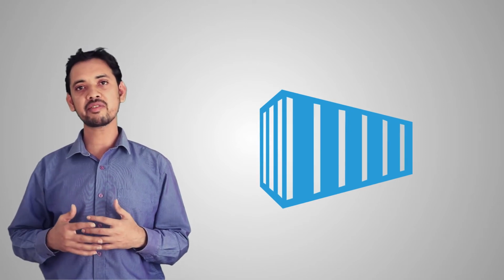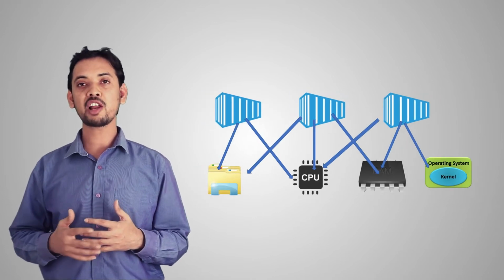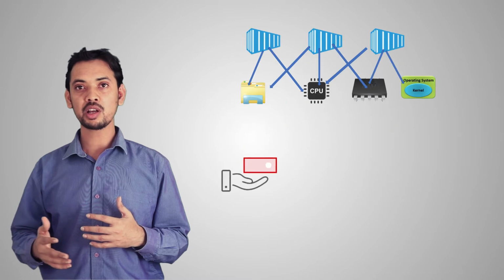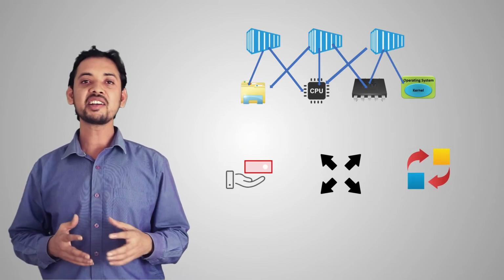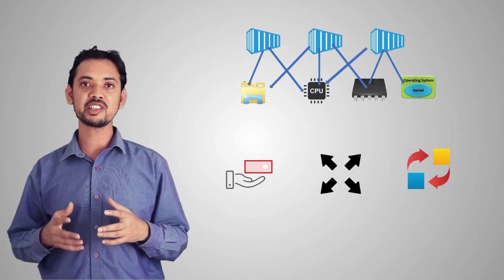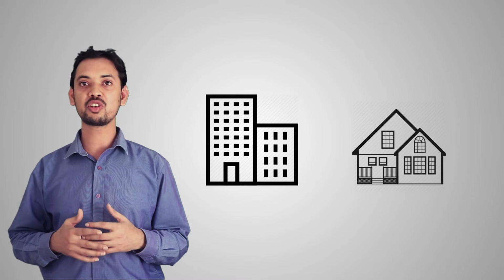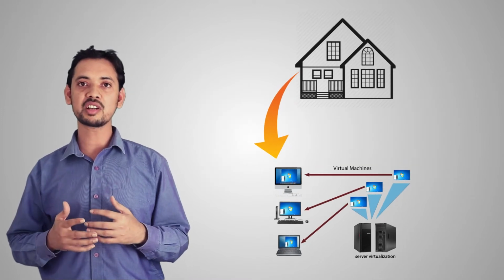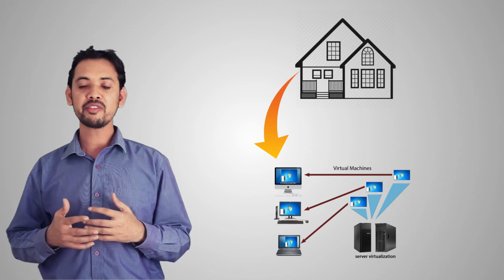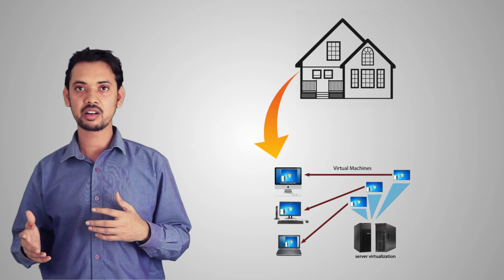So containers have a lot of good qualities, almost all the good qualities of virtual machines, along with being more portable, more scalable, and easily replaceable. Containers can be understood by an analogy of houses and apartments. Now, virtual machines are like your houses and villas. So, a house is reserved by a family. Different houses don't share any resource with one another.